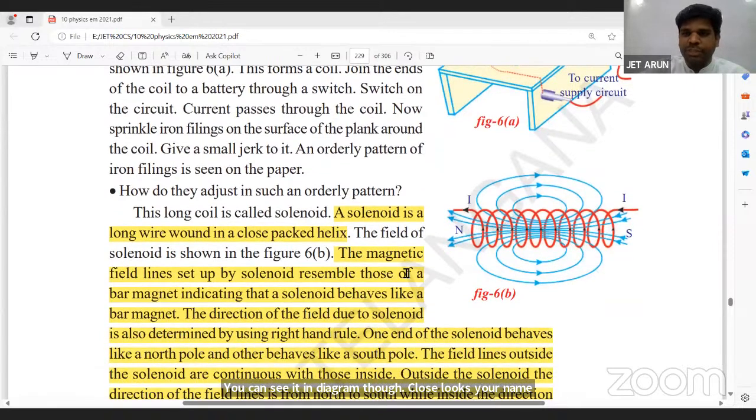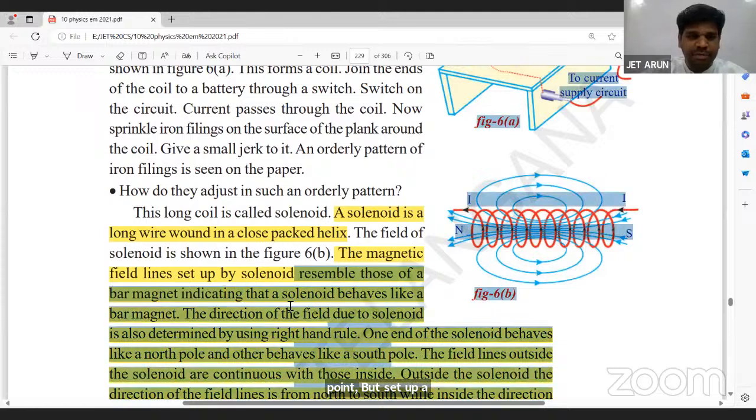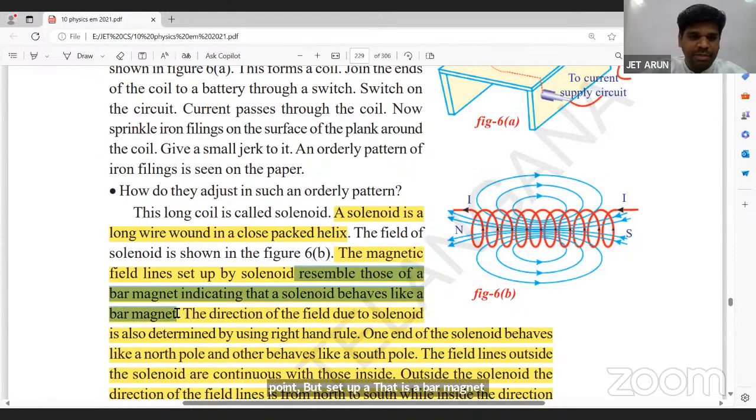So what is a solenoid? Long wire wound in a closely packed helix. That's a solenoid. All right. Now look at this important point. Magnetic field lines set up by a solenoid resemble that of a bar magnet, indicating that the solenoid behaves like a bar magnet. Now that means it resembles a bar magnet. It is not a bar magnet, but it resembles a bar magnet.